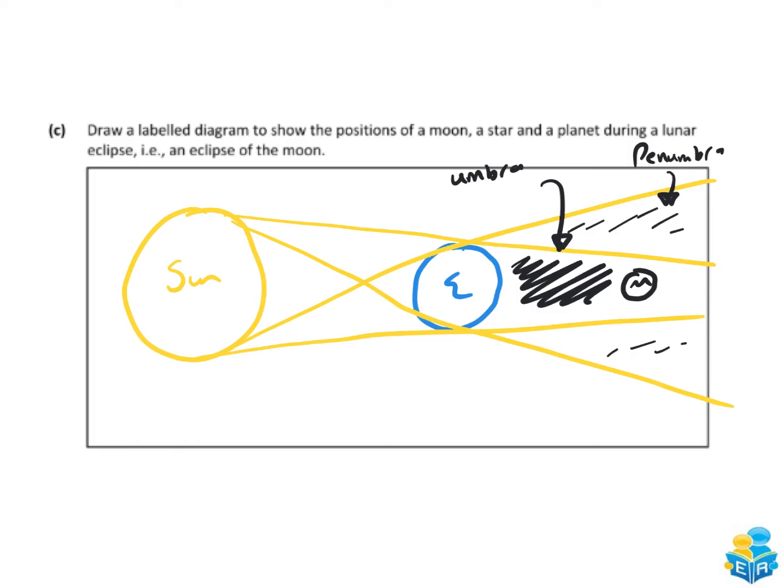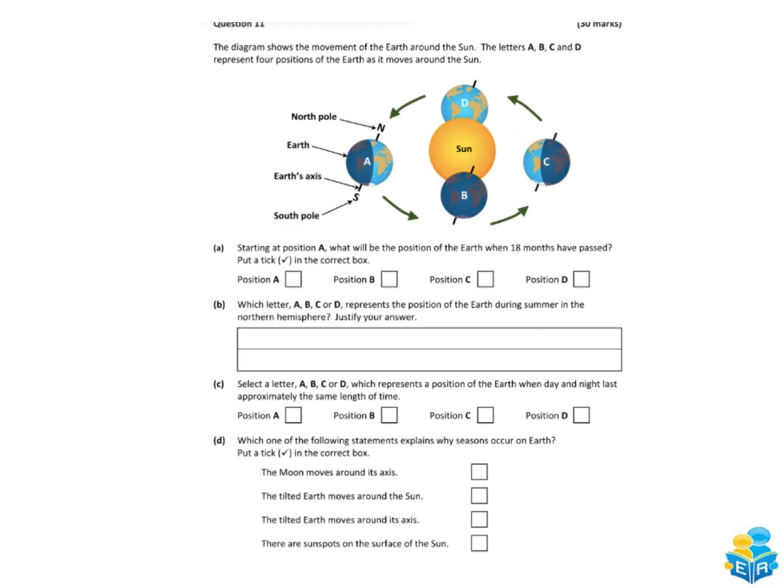And the shadow of the Earth is going to be cast onto the moon, making it look like it has a shadow and it's going to appear more dark. Okay, so that's the lunar eclipse. And final question for today.